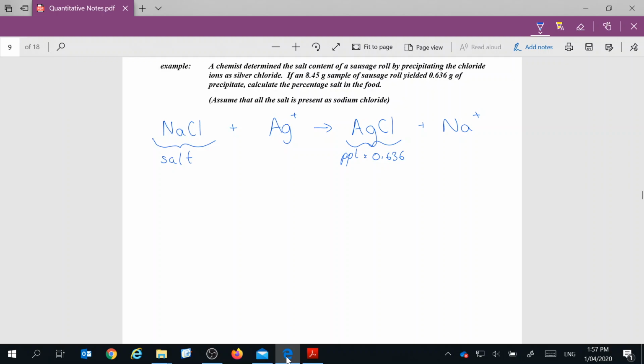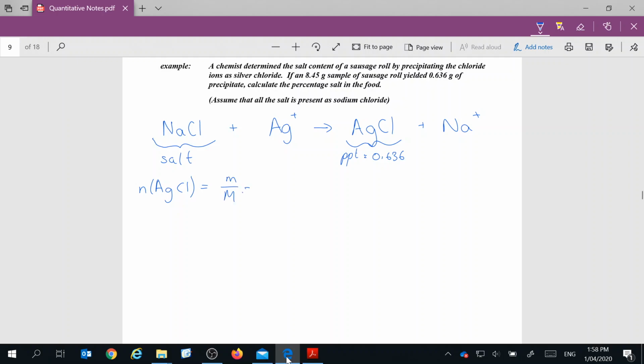Based on that information, I need to find the mass of salt that was in there originally. So I'm going to need this equation. Oh, I've done all my answers wrong because I thought silver was 3+, but that's aluminium. They're both 1+, so that's actually balanced. That makes the question even easier. 1-to-1 ratio.